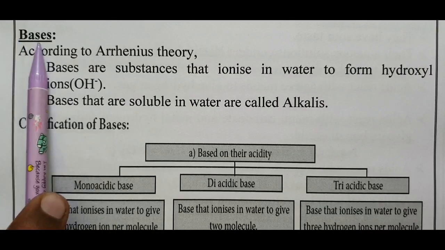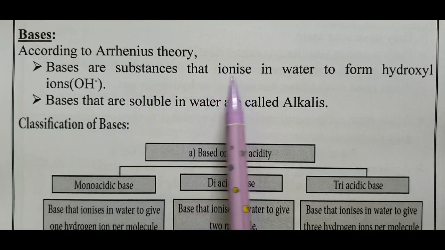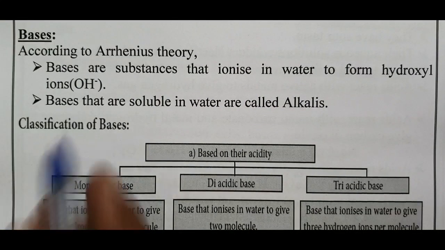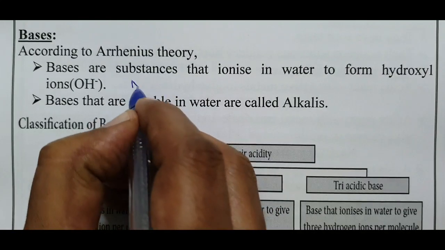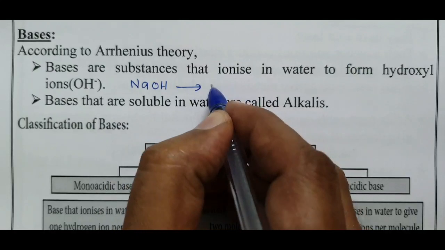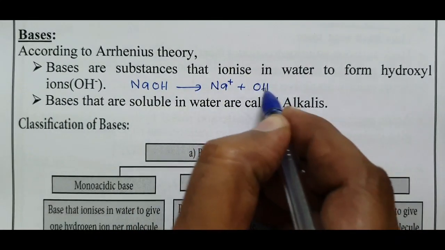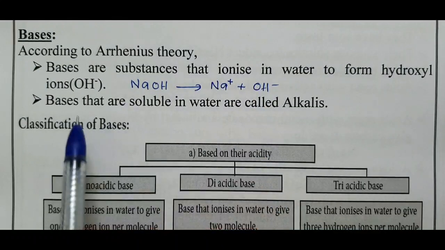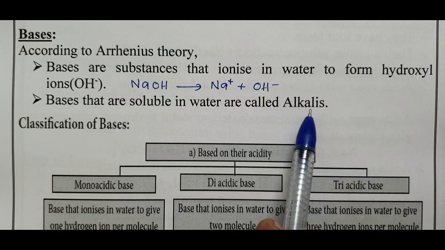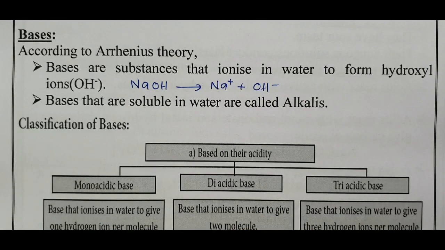Now come to bases. According to Arrhenius theory, bases are substances that ionize in water to form hydroxyl ion, hydroxide ion. Sodium hydroxide, NaOH, on ionization gives Na plus ion and OH minus ion, hydroxide ion. Bases that are soluble in water are called alkalis. So, a soluble base is called an alkali. Sodium hydroxide is an example of an alkali.